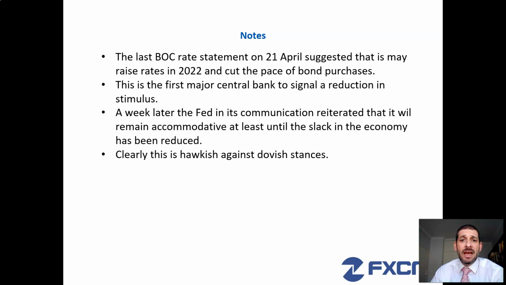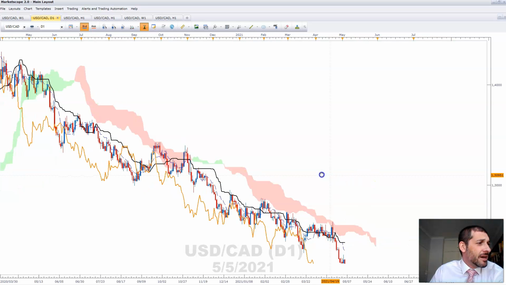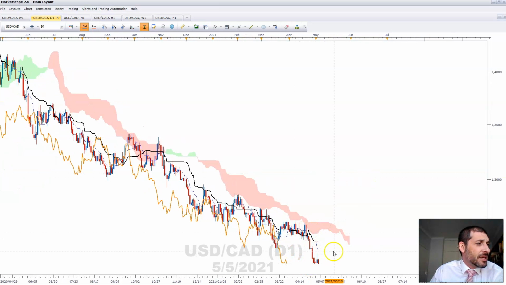Let's take a look at the chart, and you can see here that we have the daily Ichimoku clear downtrend. Now, this is really the reaction after the last two bank statements, but just to draw your attention, you've got the orange lagging line below price. Well, that's a sign of downwards momentum.